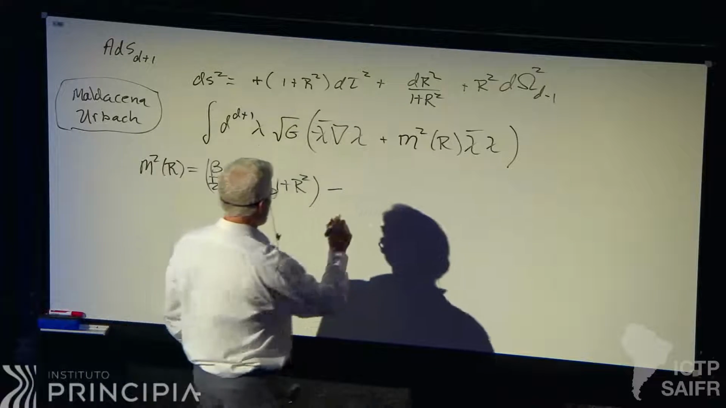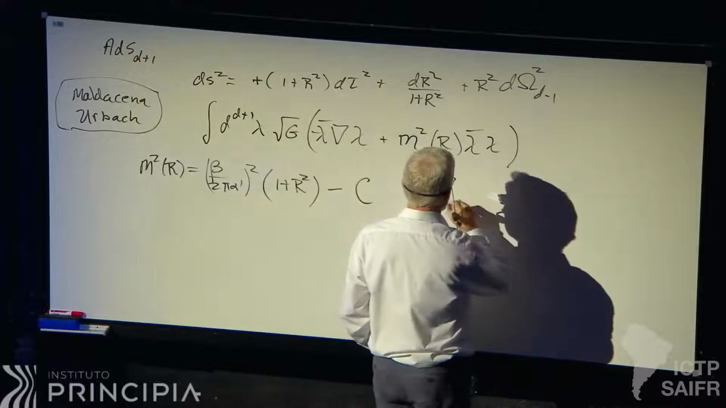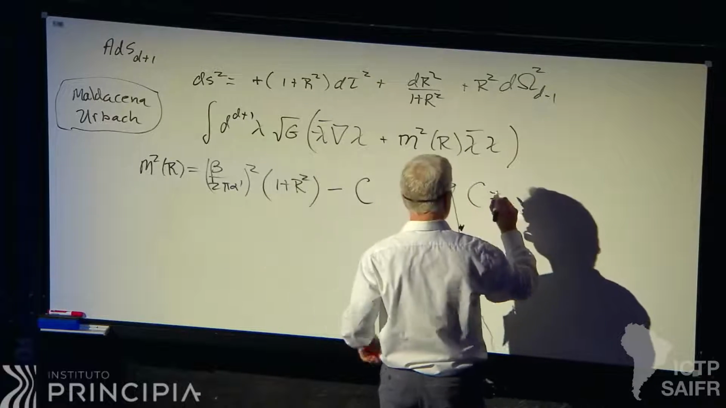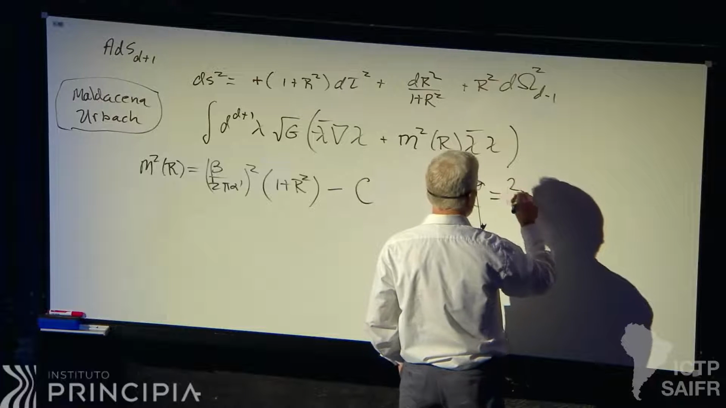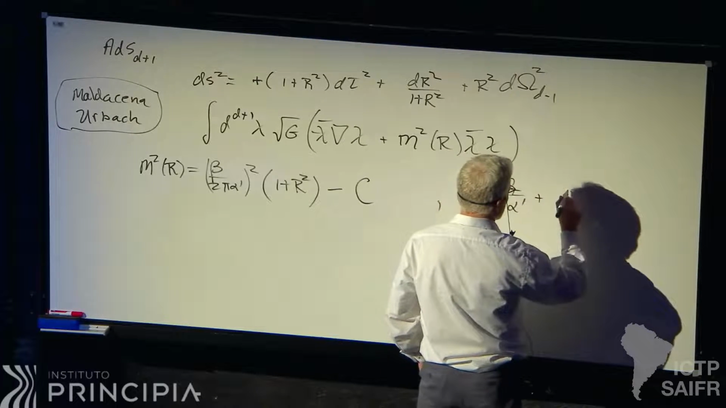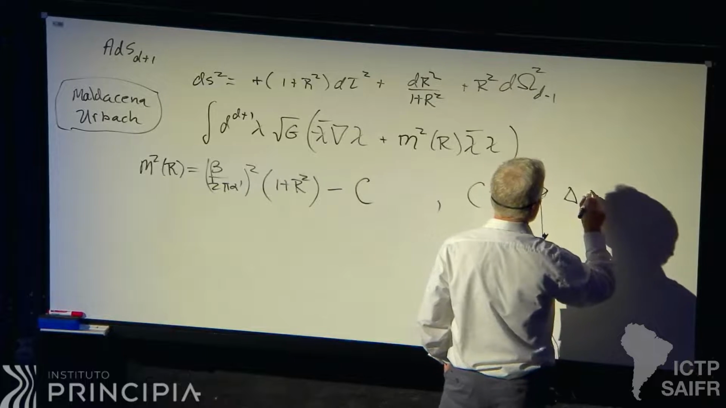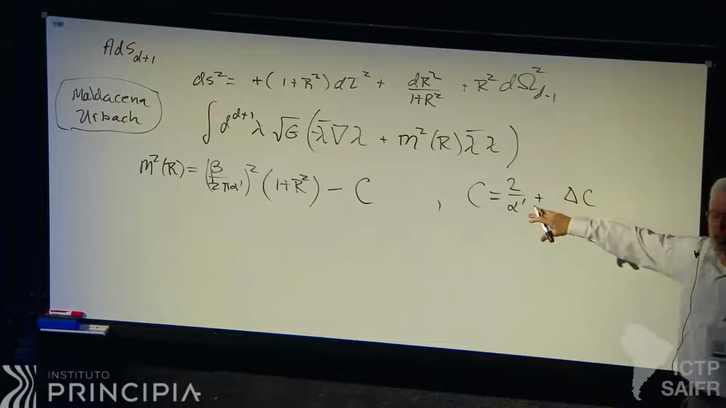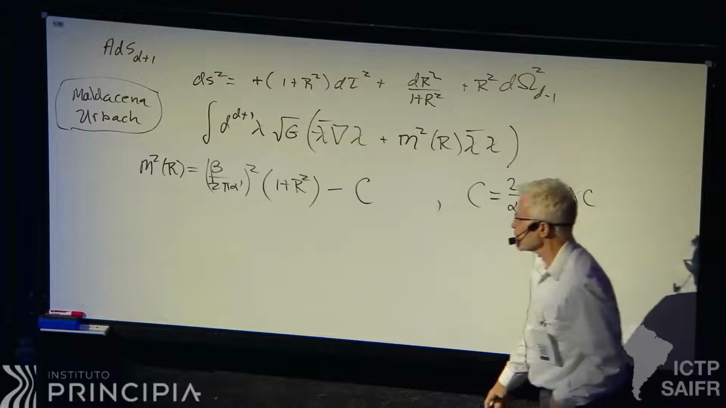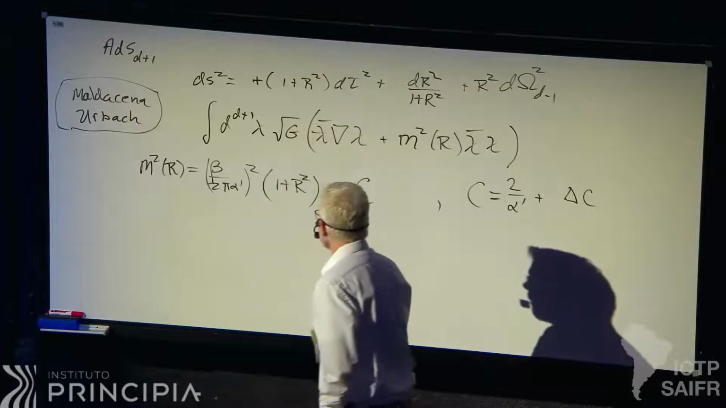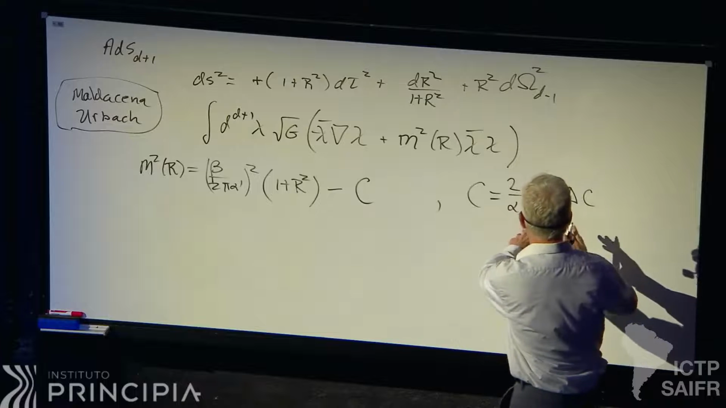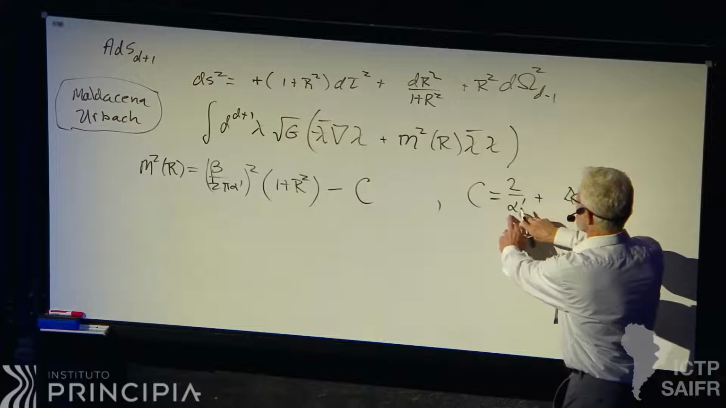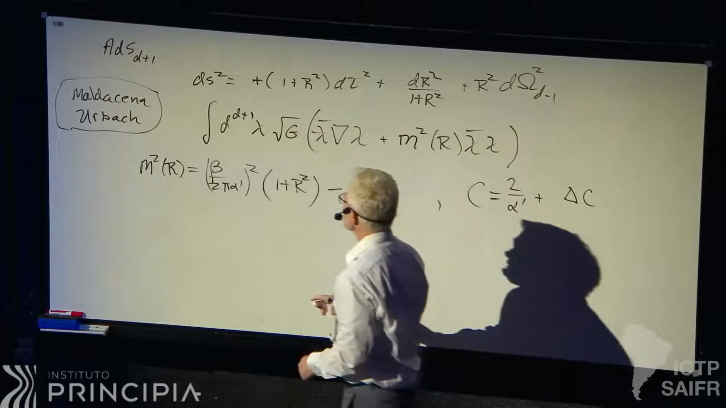So let me call this C. And C is equal to, let me just write it in terms of that, 2 over alpha prime plus some correction delta C. Okay, and I'm going to need a correction because I'm going to be on this curved space. But for now, I can basically forget about this term and just worry about this term, so the lowest order correction.